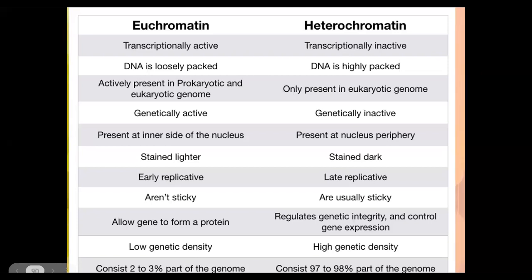And euchromatin in the chromosome consists of only 2 to 3% of the genome. But heterochromatin consists of 97 to 98% of the genome. So it is in large quantity, but it cannot be involved in hereditary characters or in the formation of proteins. Hereditary characters and the formation of proteins are done only by the euchromatin genome. They are the active genomes in the chromosome. This is the chromosome structure in eukaryotic cells.